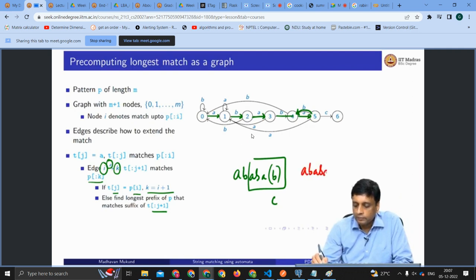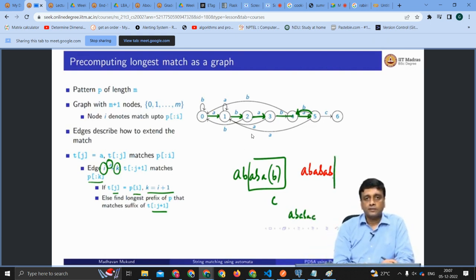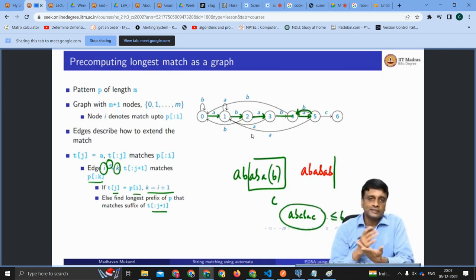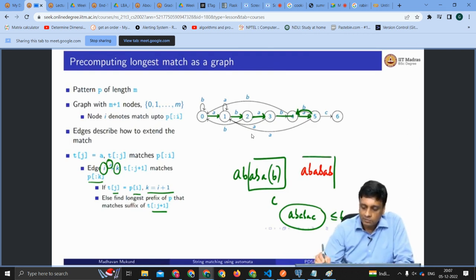I can look at AB, AB, AB, and I can look at my text AB, AB, AC. And I can ask myself at this position, what is the longest prefix that matches? So I know that the longest prefix that matches has to be less than or equal to length 6 because that's the length of my pattern. So I can ask, does a pattern of length 6 match? I can take 6 as my initial thing and check, and then I will find that it doesn't match. Then I can ask whether a pattern of length 5 matches.